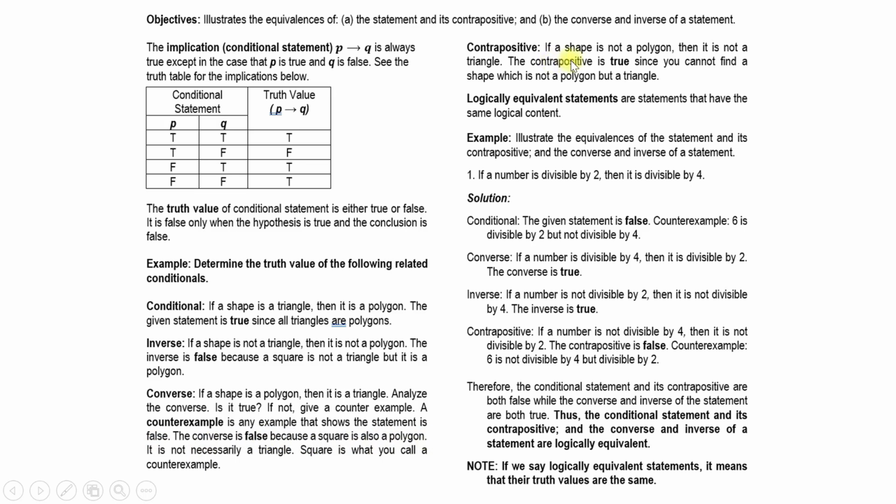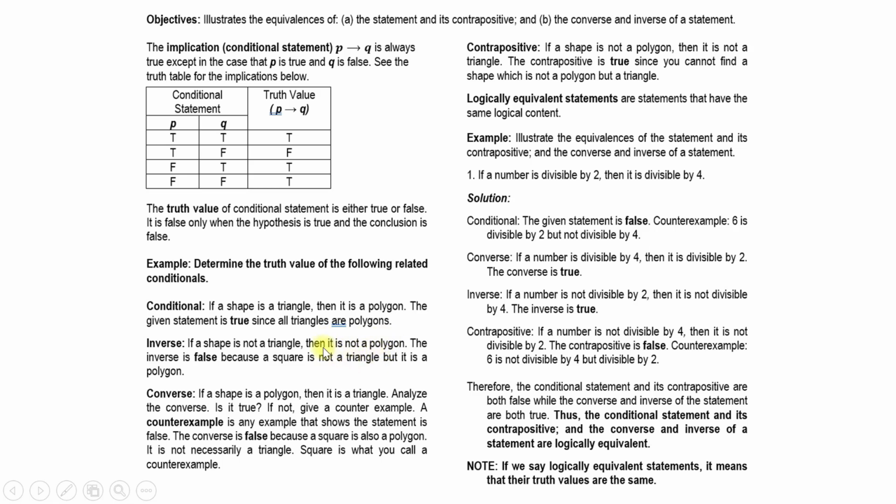Okay, we have the contrapositive of the given conditional statement. If a shape is not a polygon, then it is not a triangle. So, again, to get the contrapositive, first, we get the inverse, and then we interchange the hypothesis and conclusion. So, our inverse earlier was, if a shape is not a triangle, then it is not a polygon. We just interchange it, and this is our contrapositive.